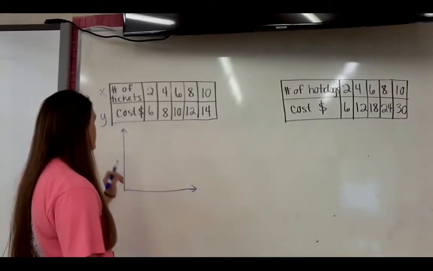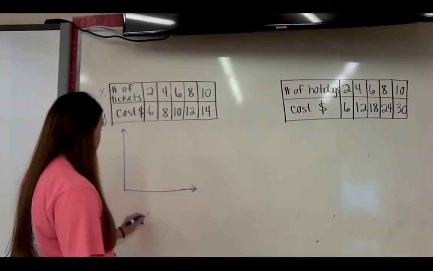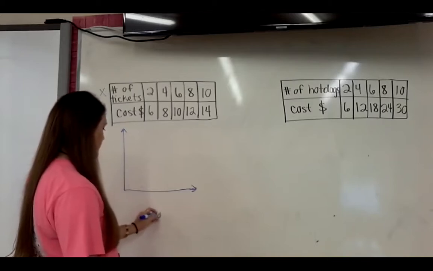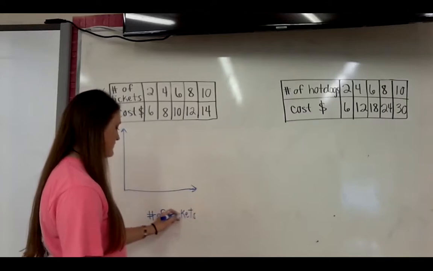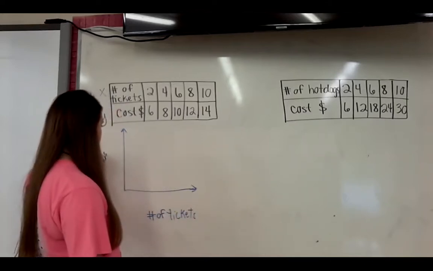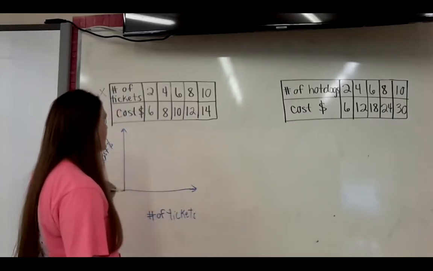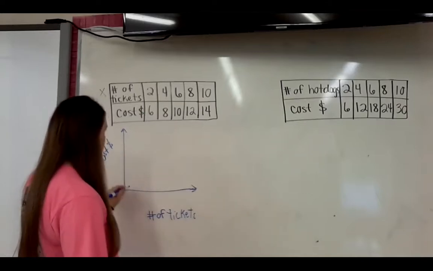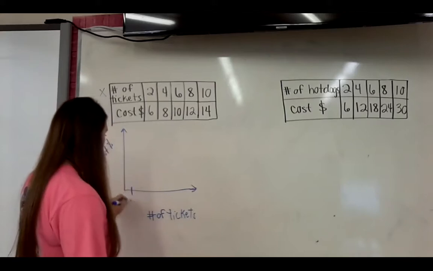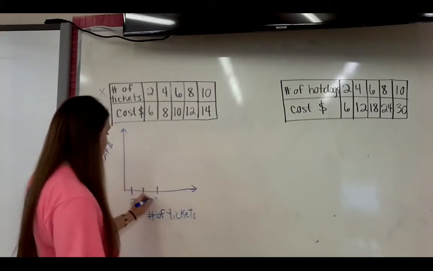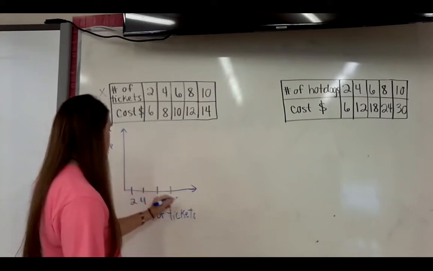So this means X has to go on bottom. Number of tickets, you have to label that. Cost goes up the side, and it's in dollars. Okay, so then you graph them. So I'm just going to go ahead and count by twos on mine. It doesn't matter, you can count by ones or twos, or something else, as long as you do it consistently.